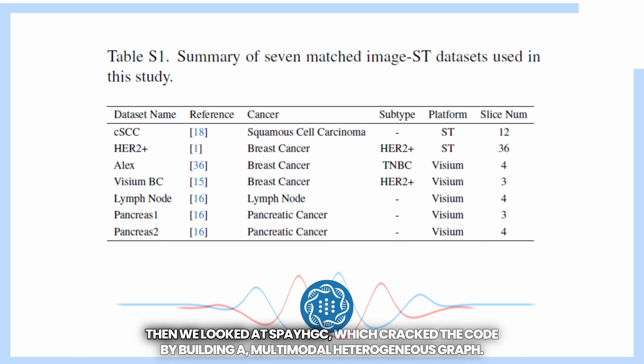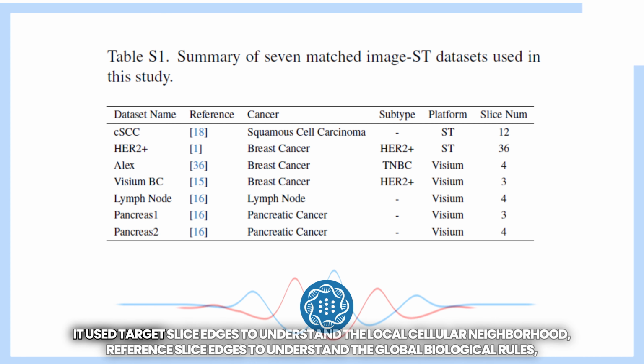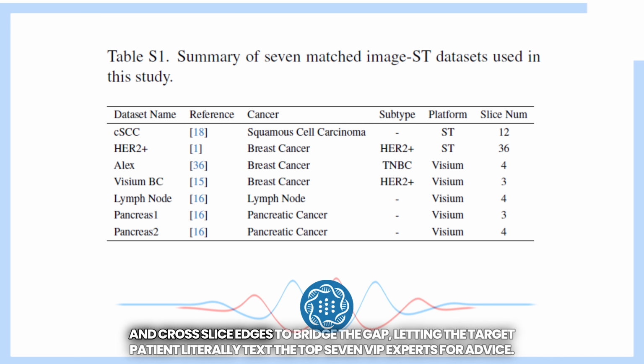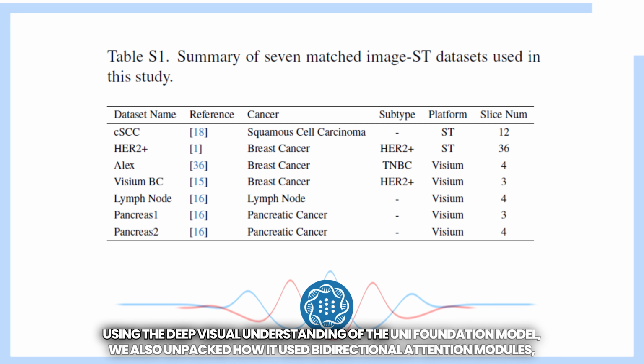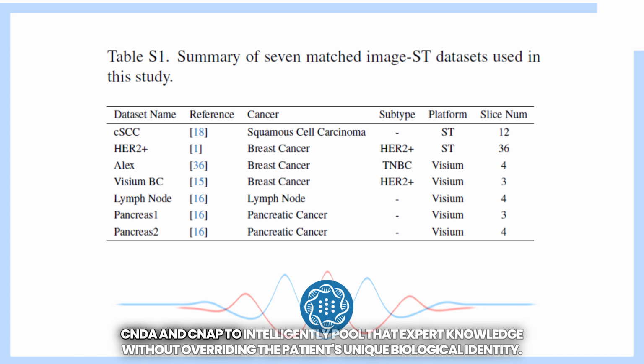Then we looked at SpaHGC, which cracked the code by building a multimodal heterogeneous graph. It used target slice edges to understand the local cellular neighborhood, reference slice edges to understand the global biological rules, and cross-slice edges to bridge the gap, letting the target patient literally text the top 7 VIP experts for advice using the deep visual understanding of the UNI Foundation model. We also unpacked how it used bidirectional attention modules, CNDA and CNAP, to intelligently pool that expert knowledge without overriding the patient's unique biological identity.